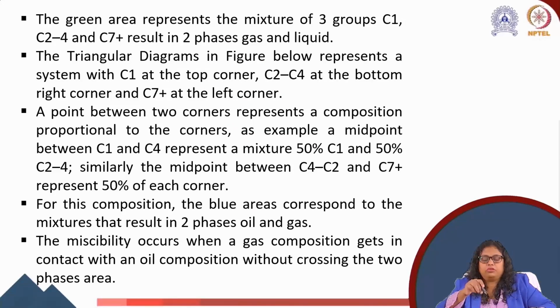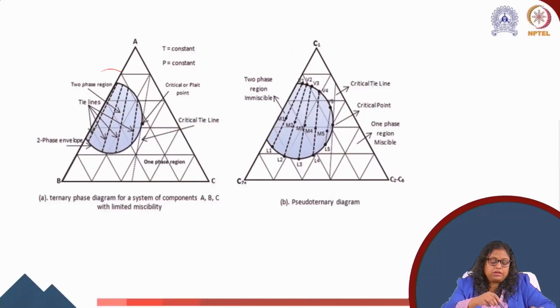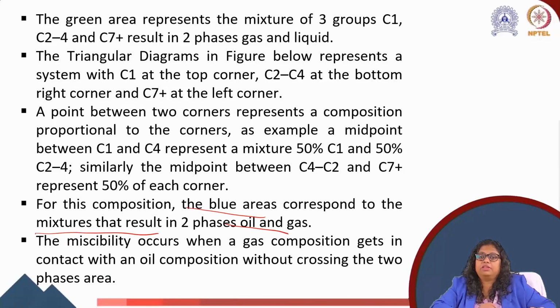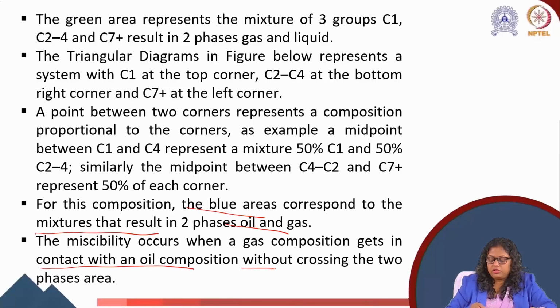For this composition, we have a blue area, the one shown here. The blue area corresponds to mixtures that result in two phases, that is oil and gas. Miscibility occurs when a gas composition gets in contact with your oil composition without crossing the two-phase area.